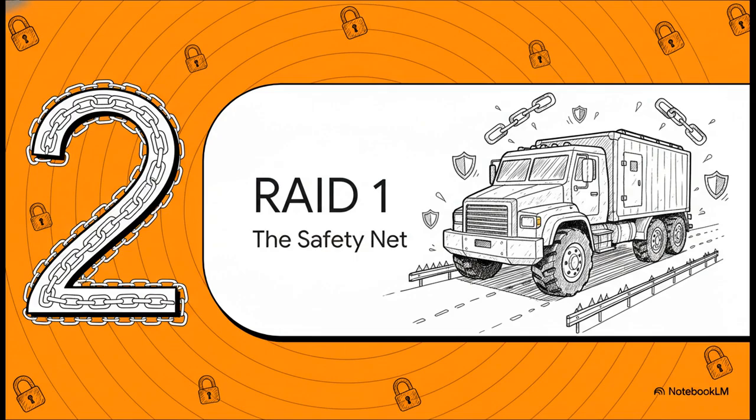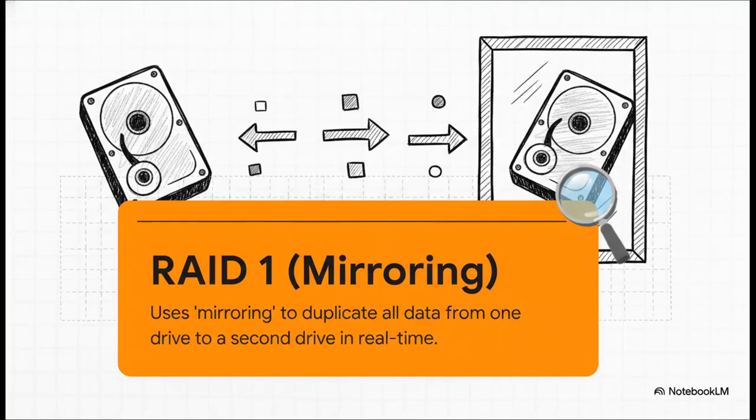Now let's pivot to a completely different philosophy with RAID 1. If RAID 0 is the high-strung race car, RAID 1 is the armored truck. This has nothing to do with speed. This is all about keeping your data 100% safe. So RAID 1 uses a technique called mirroring. And it's exactly what it sounds like.